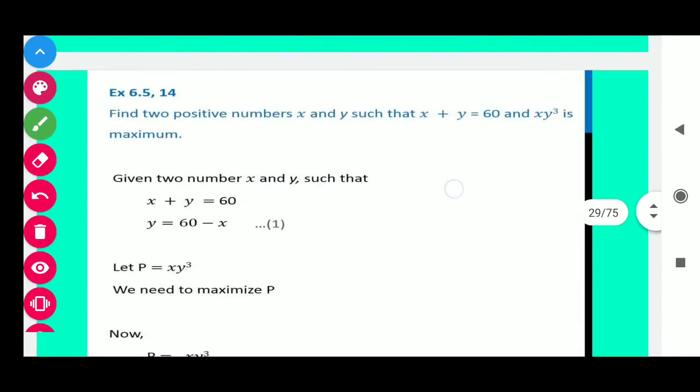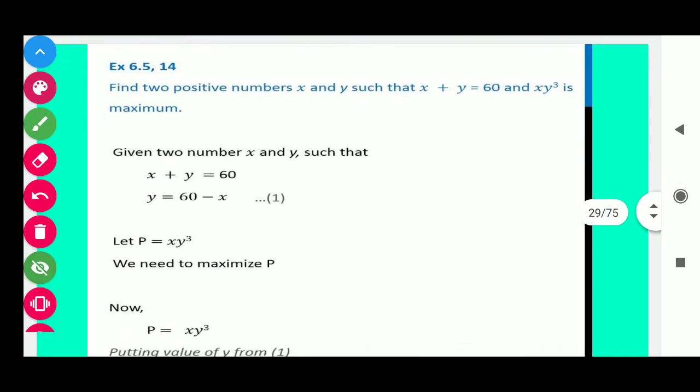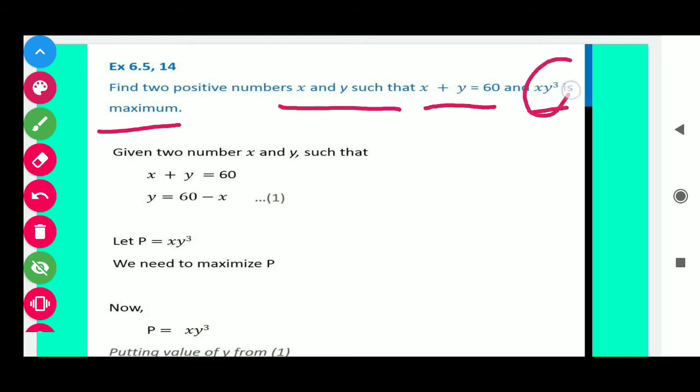Now here we start with question number 14. Find two positive numbers x and y such that x plus y is 60 and xy cube is maximum. Students, first notice what is given and what we have to prove maximum. So in this way you observe from the question that xy cube is the function which we have to prove maximum. So students, remember one thing.